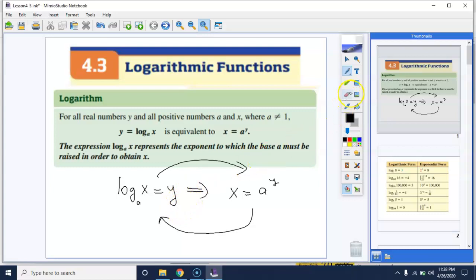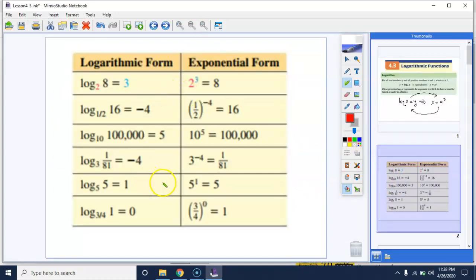But I want to mention one more time, this is called base a, and it's always the base, as you see here. Whatever you have over here goes to the top. This x is still there. That's how we convert them. Here there are so many examples. As you see, logarithm base 2 of 8 equals 3. This is the base, this is my exponent, equals 8. Here, logarithm base 1/2 of 16 equals -4. Still base 1/2, this one is the exponent, equals 16.